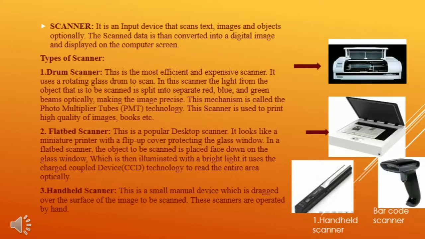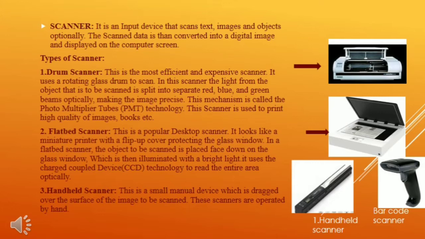Scanner. It is an input device that scans text, images, and objects optically. There are many types of scanners. Let us observe some scanners: drum scanner, flatbed scanner, handheld scanner. You can observe the 4 images which are displayed on the screen. First one is drum scanner. This is the most efficient and expensive scanner. It uses a rotating glass drum to scan.